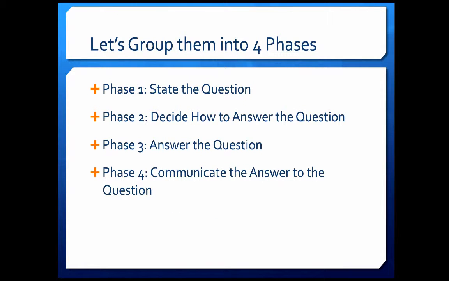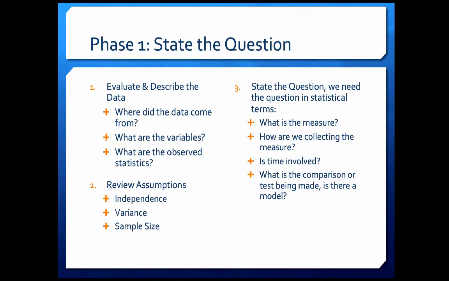So we'll group these into 4 phases. Phase 1 is stating the question. Phase 2 is deciding how to answer the question. Phase 3 is answering the question, and Phase 4 is communicating the answer to that question. Overall, there are 10 steps that go into these 4 phases. In stating the question, this is where you will evaluate and describe the data.